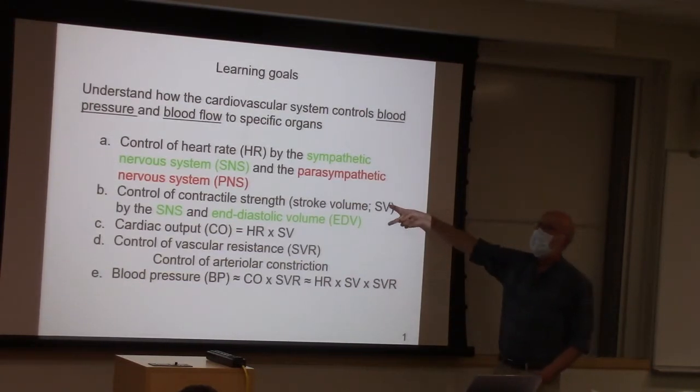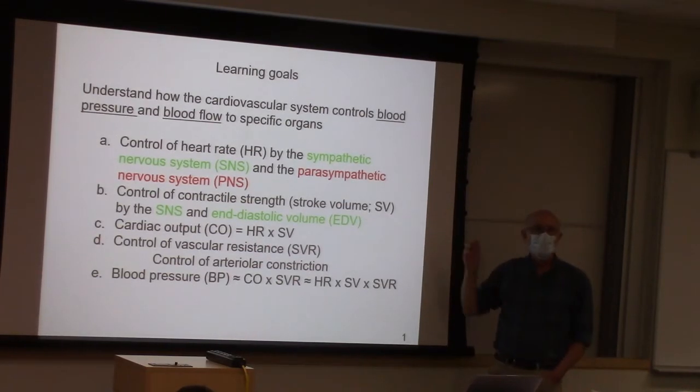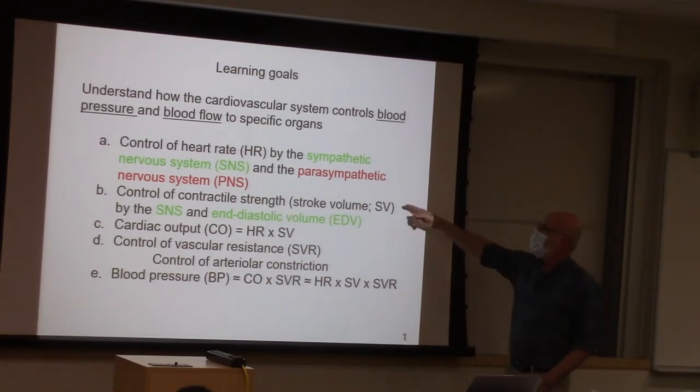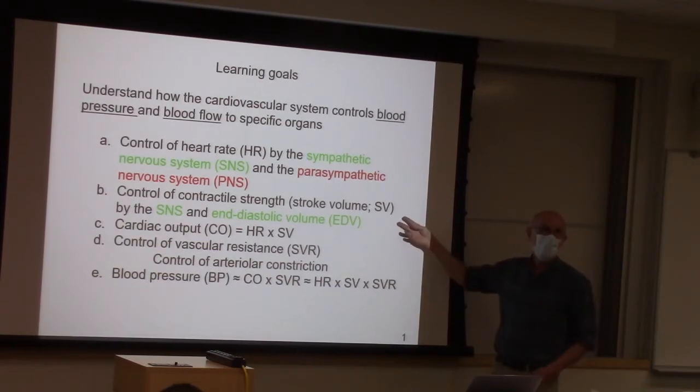We're going to talk about how the strength of the heart is regulated and how that controls something called stroke volume. Stroke volume is defined by the volume of blood that is pumped out each beat. So each beat, each contraction pumps a certain volume of blood, and that's the stroke volume.